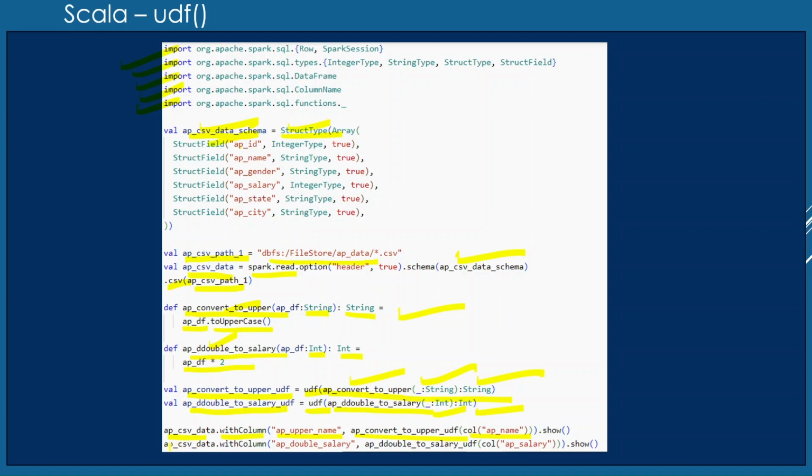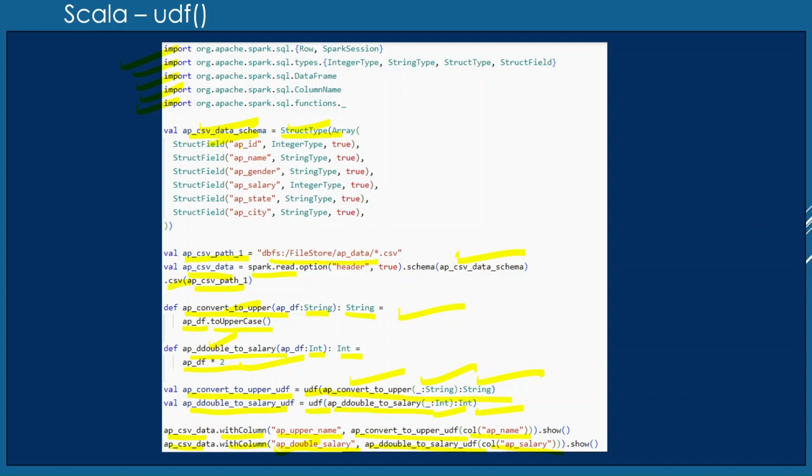Again, I am creating one more column named AP double salary with the help of the withColumn function. And how will this column data be populated? It will be populated with the help of this function. And what is the input of this function? The input of this function is integer. So AP salary is of integer type. That's why it will take each and every value of AP salary, multiply it with 2, and return it to populate this column.